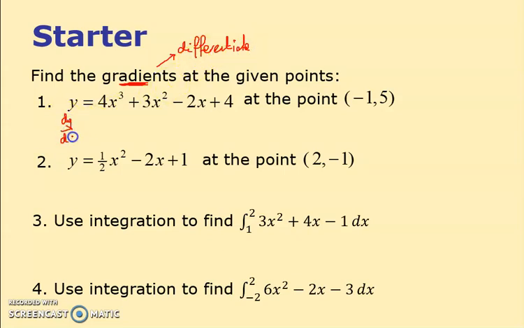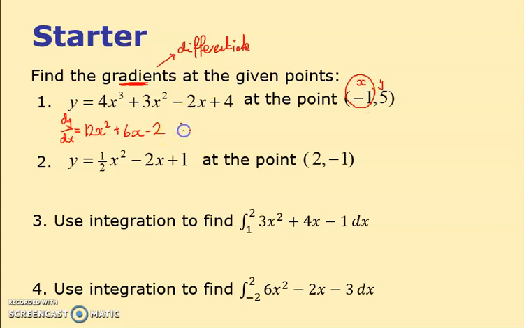So dy by dx, you should know, you bring down the power, gives me 12x squared, plus bring down the power, that's 6x minus 2. And it says find the gradients at these given points. Now, of course, this is like an x and a y coordinate. And the important one is the x coordinate.